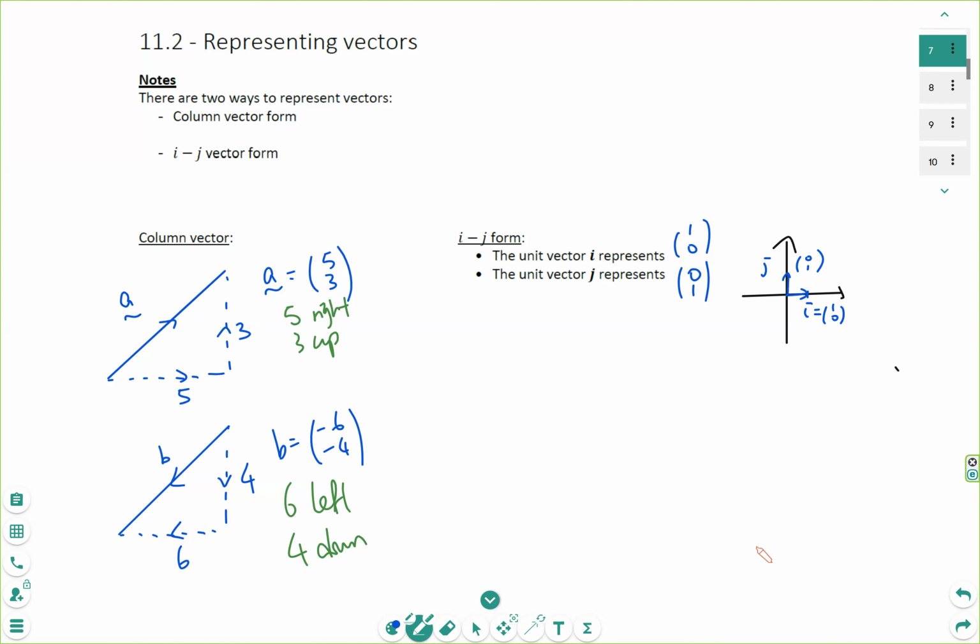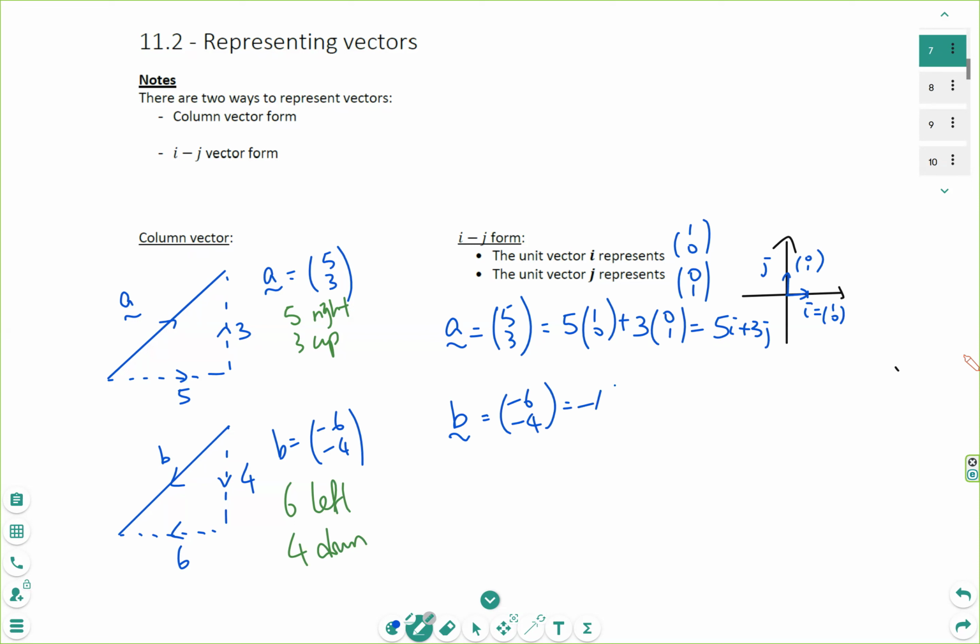So how do we write it? Well, if we use A and B, same thing as on the left hand side. A equals (5, 3). If we break it down, we can make it 5 times (1, 0) plus 3 times (0, 1), because if you multiply across, 5 times 1 is 5, 3 times 1 is 3, so (5, 3). That gives us 5i plus 3j. What about B? B is (-6, -4), that becomes negative 6 of (1, 0) minus 4 lots of (0, 1). So -6i - 4j.